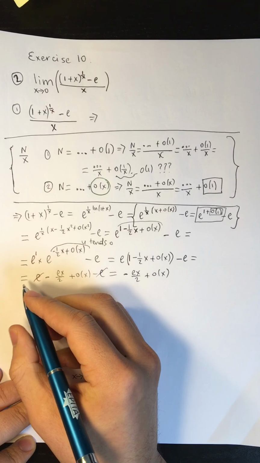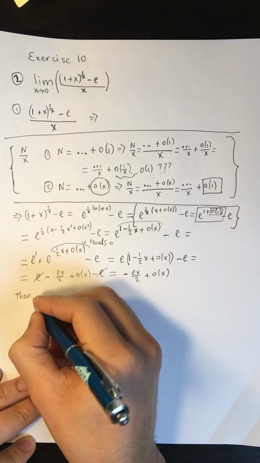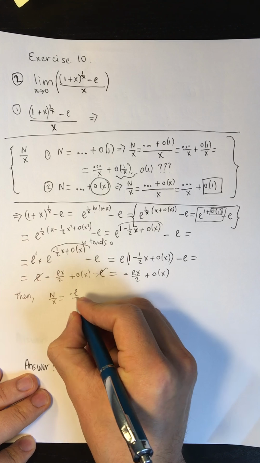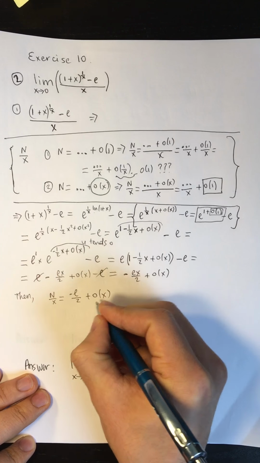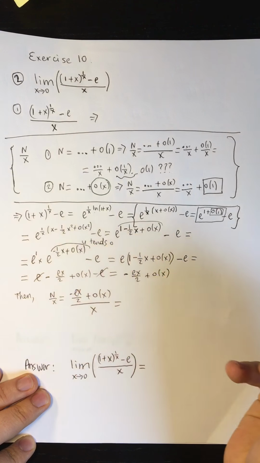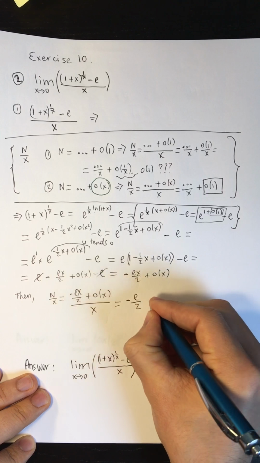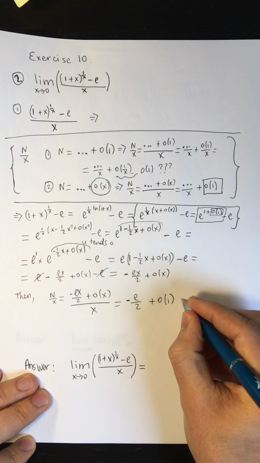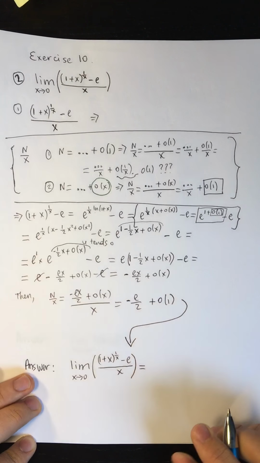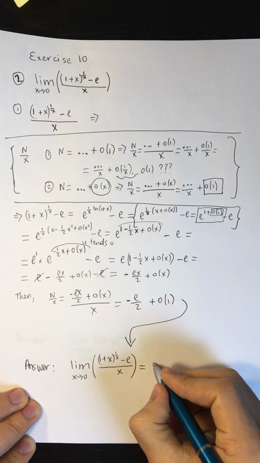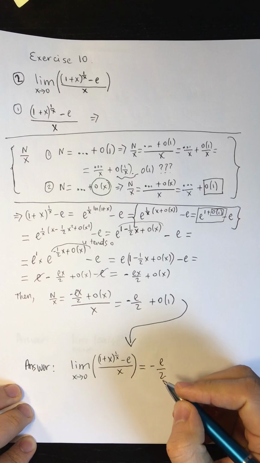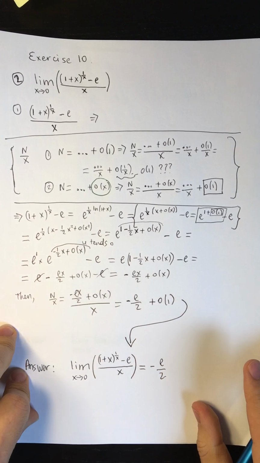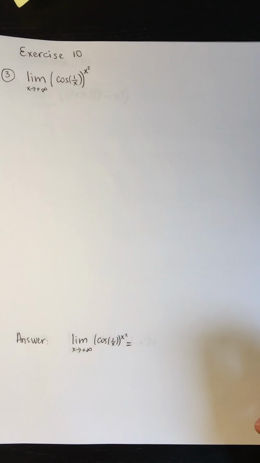Then I have the numerator divided by x. What is the numerator? Minus ex over 2 plus o(x), divided by x. Oh, ex here, I forgot. This is equal to minus e over 2 plus o(x) divided by x, which is o(1). Based on this, I can go here. The answer is minus e over 2. If you just write this, then this, and then this, you will get full points, I am sure. Now next one, exercise 3.